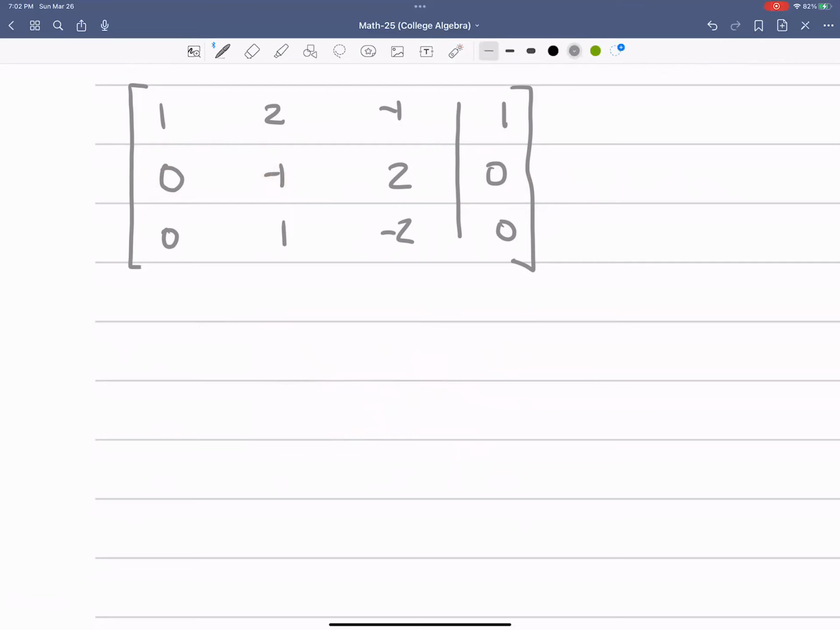You know what? Let's do that. So let's do -1. Actually, no, let's switch it. I feel like it'll be a little bit easier. Let's just switch.